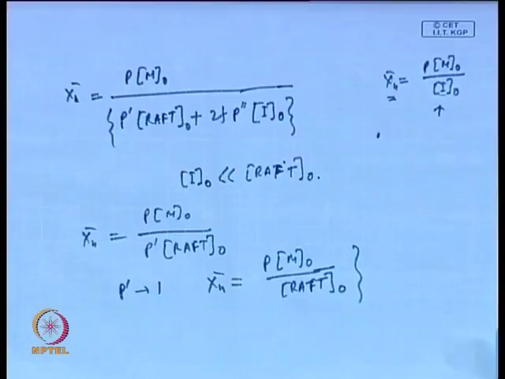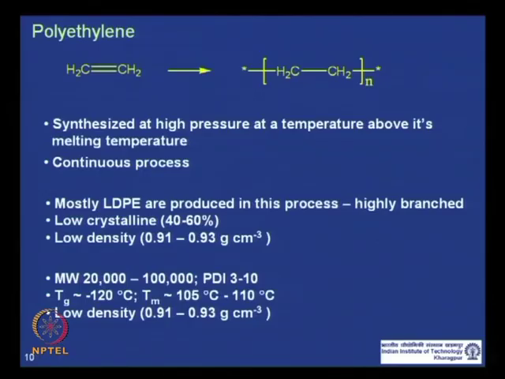Now the simplest monomer is ethylene, and polyethylene is synthesized at high pressure and a temperature above its melting temperature. Now remember, this is a gaseous reaction, going from a gas to a solid polymer. The volume change is significant. Now remember, we talked about the effect of pressure briefly, that in the polymerization reaction, if the volume change is higher, then with increasing pressure you can increase the reaction rate or you can make the reaction rate more feasible.